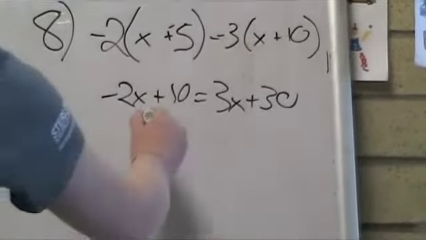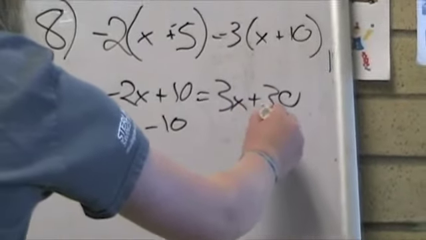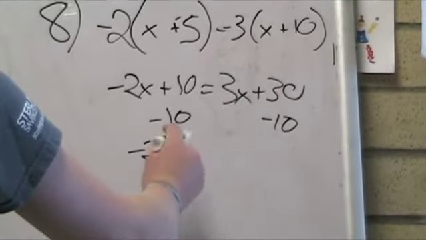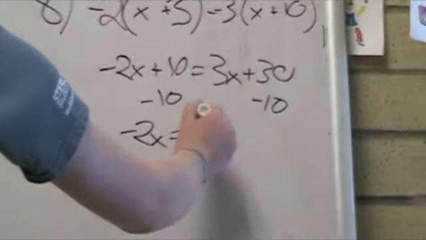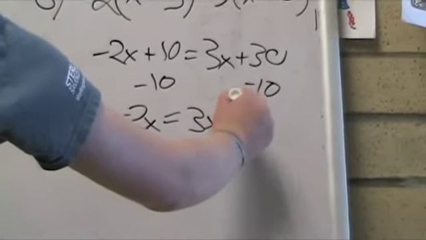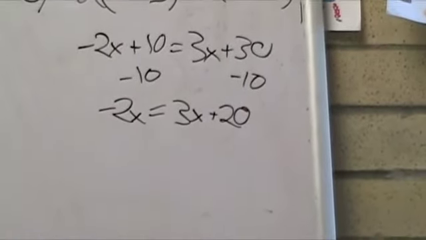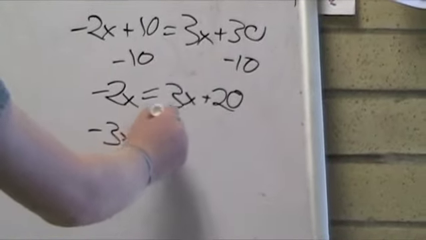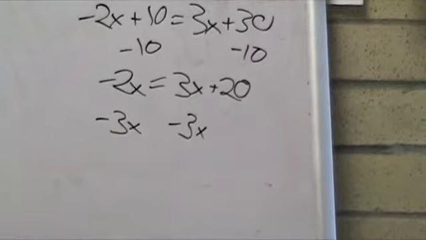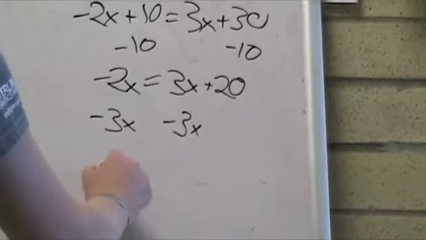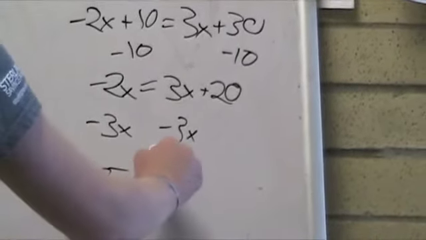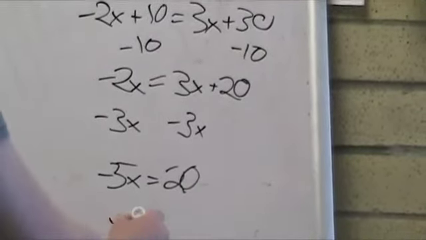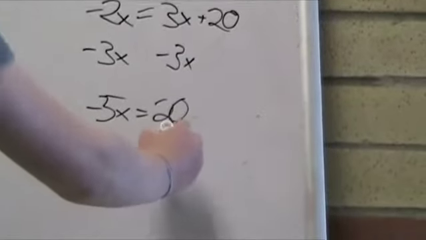Now what I'm going to do is minus 10 from each side. And that leaves us with negative 2x equals 3x plus 20. Then I subtract 3x from each side. And that's negative 5x equals 20. And so x equals negative 4.